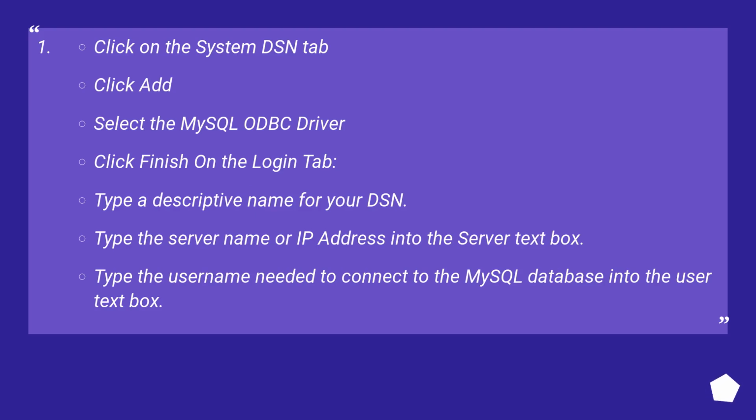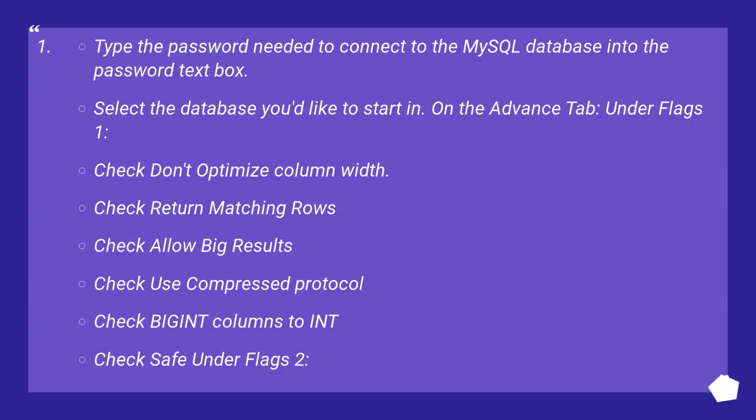Type a descriptive name for your DSN. Type the server name or IP address into the server text box. Type the username needed to connect to the MySql database into the user text box. Type the password needed to connect to the MySql database into the password text box. Select the database you'd like to start in.